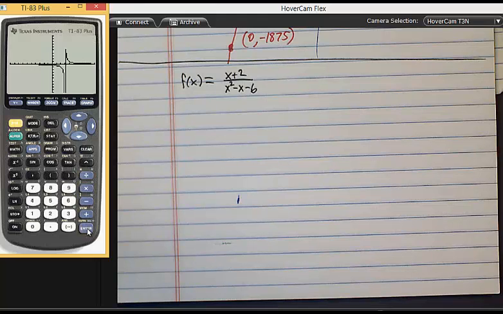Mm-hmm. Okay. Now, the calculator screwed up. I have an older one here. This is a TI 83 Plus. Some of you have an 84 Silver. There's some nice calculators out there that do maybe a better job than this one.